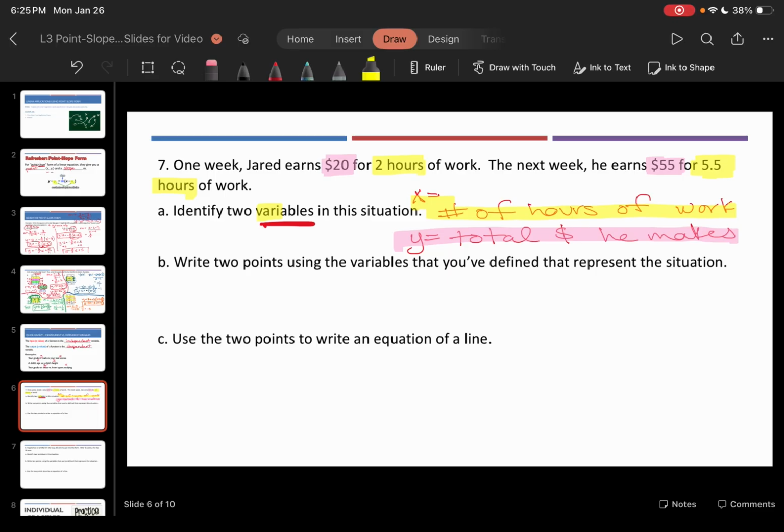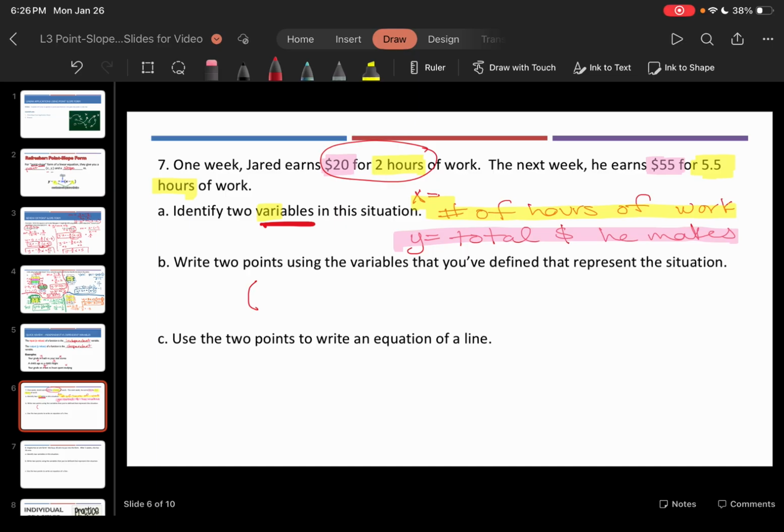So it's kind of like they're giving me a whole bunch of information, a couple different numbers of hours and a couple different amounts of money that he makes, but they go together because in 1 week when he earned $20, it's because he worked for 2 hours. So these go together and you're going to write them as a point, X comma Y. But the important part is the x always has to come first.